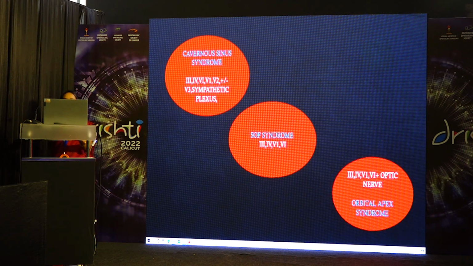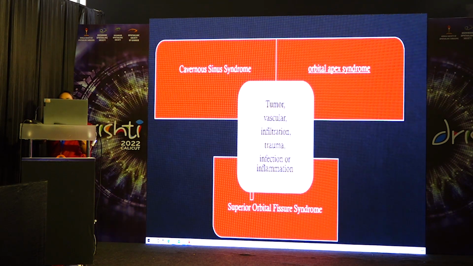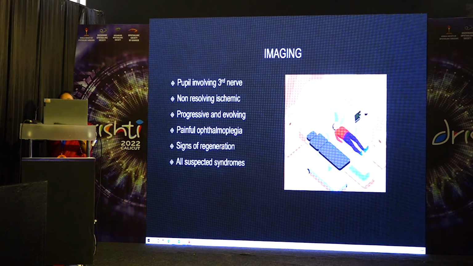And when the cavernous sinus is the culprit, there can be 3, 4, 6 involvement along with variable involvement of the trigeminal nerve and sympathetic plexus involvement. For all these syndromes, the reasons can be dangerous, like tumors, vascular causes, infiltration, trauma, infection or inflammation. So in that case, we should definitely do imaging, either CT, MRI, angiogram or venogram. The other indications for imaging are pupil involving third nerve palsy, non-resolving ischemic palsies, progressive and evolving nerve palsies, painful ophthalmoplegia, and signs of aberrant regeneration.